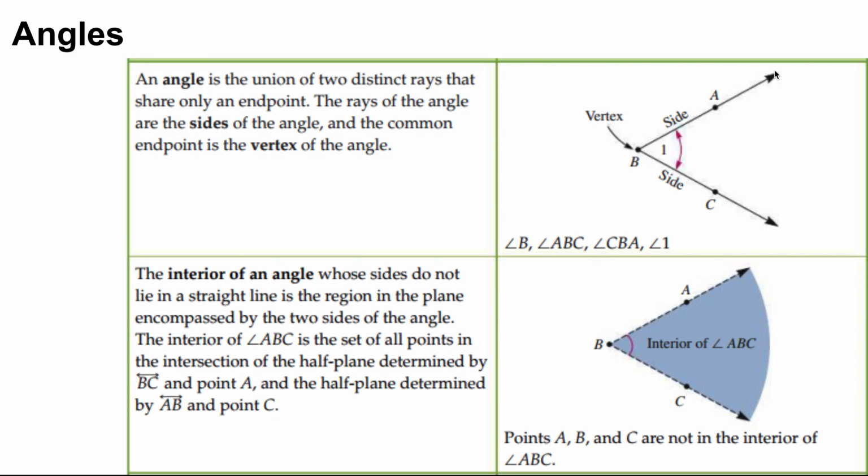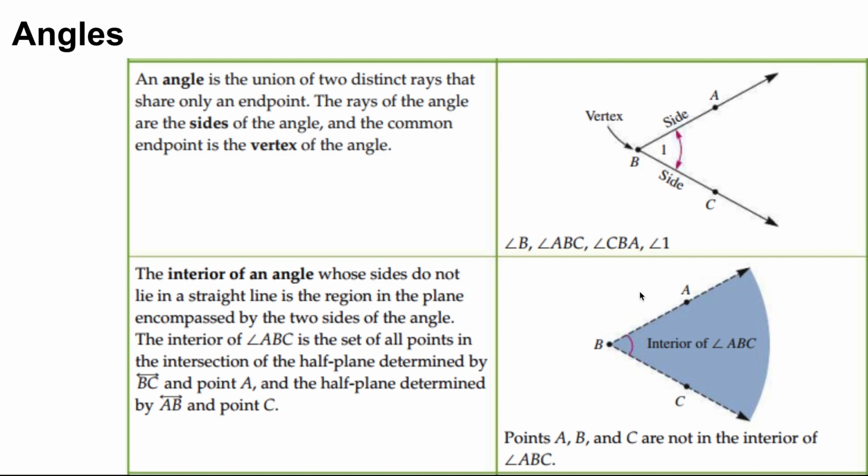So the rays here become sides, S-I-D-E, because there are two, put S as a plural, two sides of the angle, and the common endpoint B is the vertex of the angle. When we name this angle, we can call it angle ABC or angle CBA. It's the same thing. Or just shortly, angle B using that vertex. When you're using angle ABC or angle CBA, you can tell that the vertex is always in the middle. Or sometimes we can just name it angle 1, angle 2, and so on.